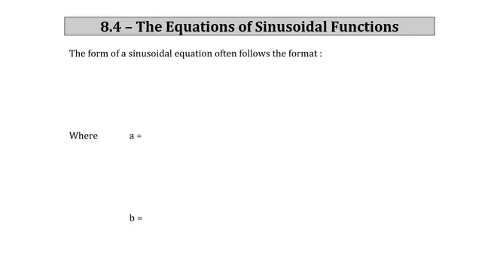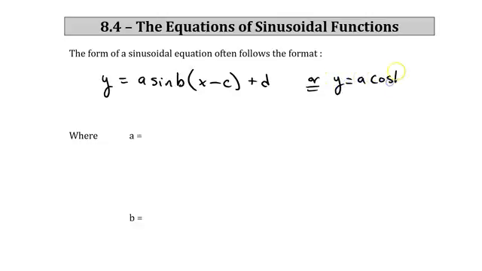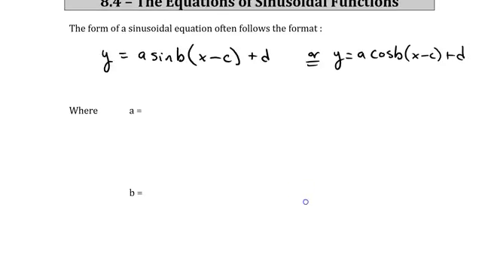8.4 Equations of sinusoidal functions. The form of a sinusoidal equation often will follow the format of y equals a sine b bracket x minus c plus d, or the other option is cosine, so y equals a cos b bracket x minus c plus d. Now, a is always going to be the amplitude.